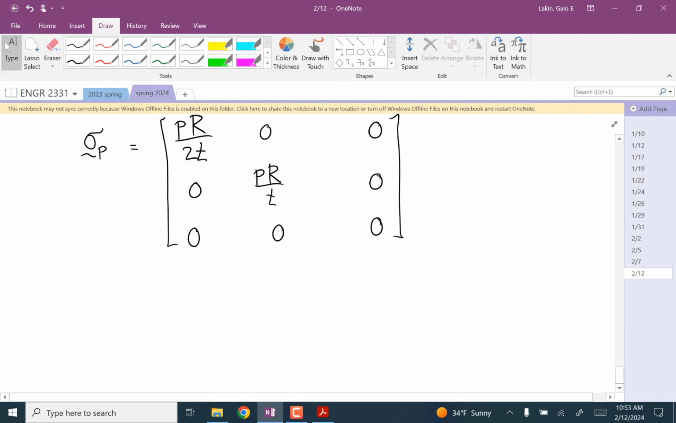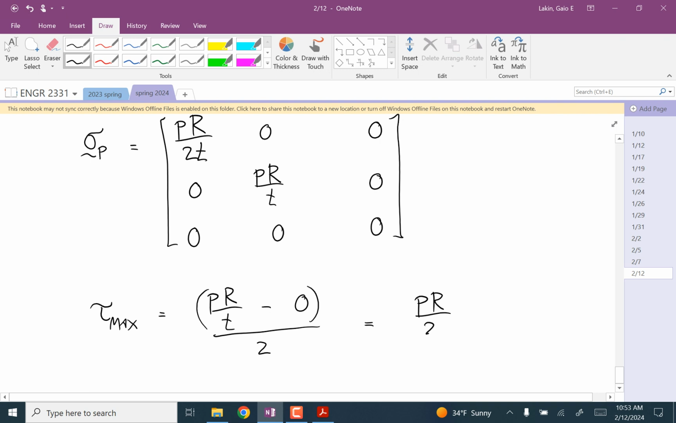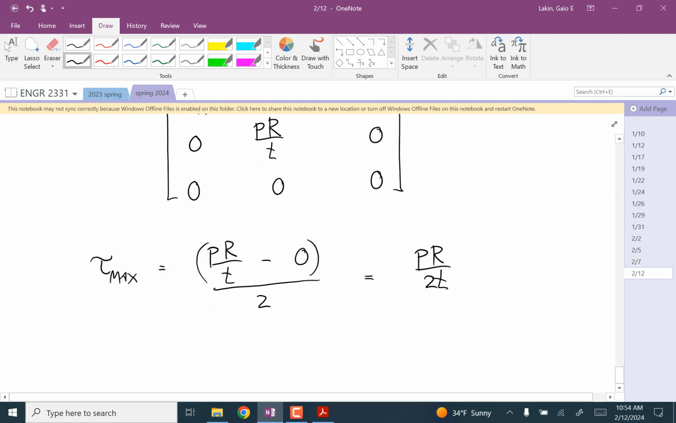So the z direction just always gets going down. Yeah, it does. Well, that's how we set it up. So tau max then is pr over t minus 0, over 2, so pr over 2t. So the maximum shear stress is twice as big as in the spherical case.